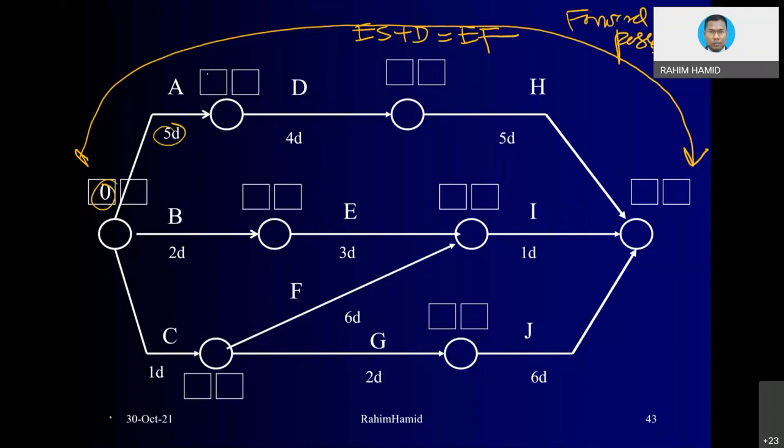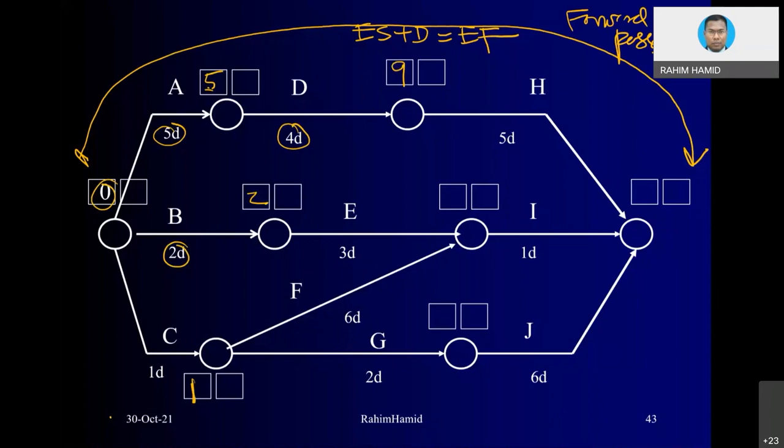You put it five. Then how about D? Five plus four here equivalent to nine. Then you go with B. B, zero plus two equivalent to two. Then you go for C. Zero plus one equivalent to one.